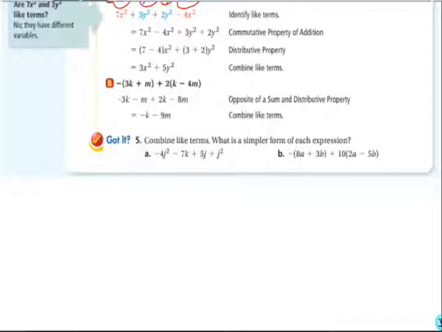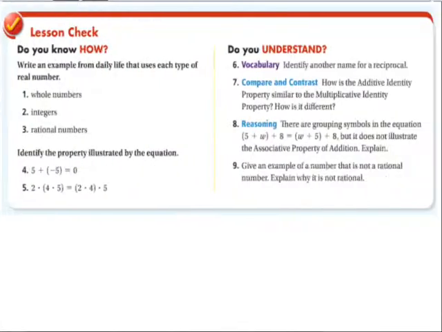Okay, so you've unpaused. Let's take a look at our answers, make sure that we're all getting the same thing. For A, we should get negative 3j squared minus 7k plus 5j. Hopefully that's what you got. And for part B, hopefully you got 12a minus 53b. If you didn't, try them again. If you still don't, talk to me in class and we'll get these worked out on the board, make sure everybody's got them. Okay? That's it.